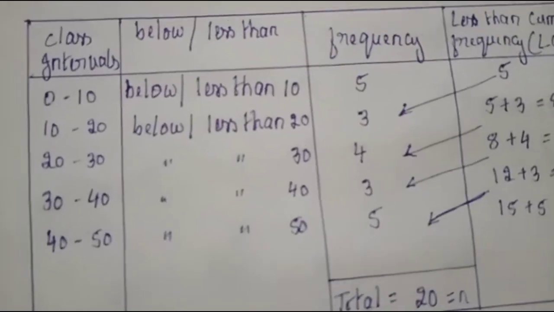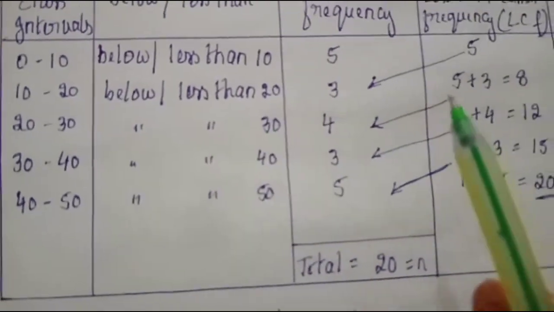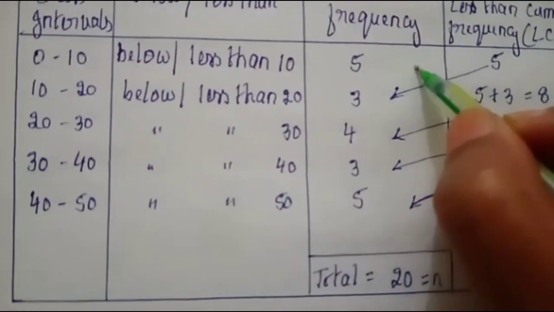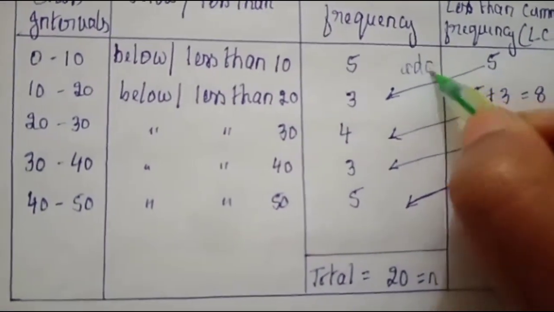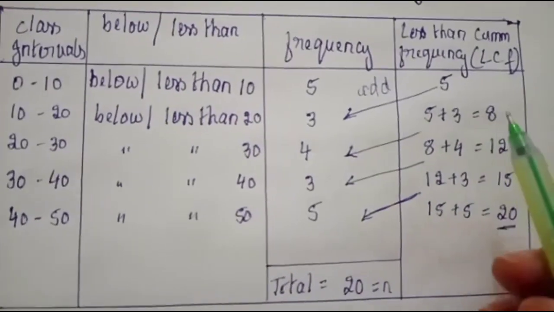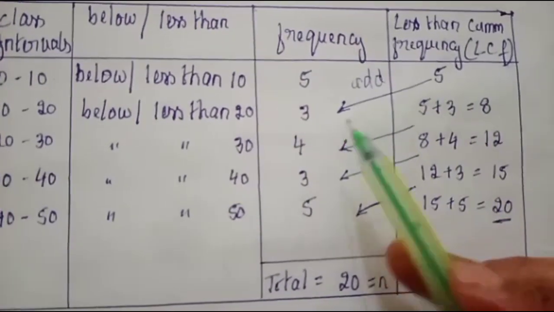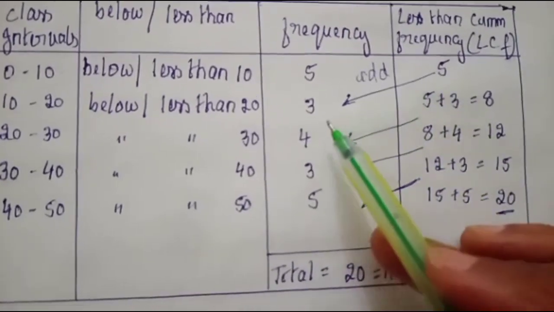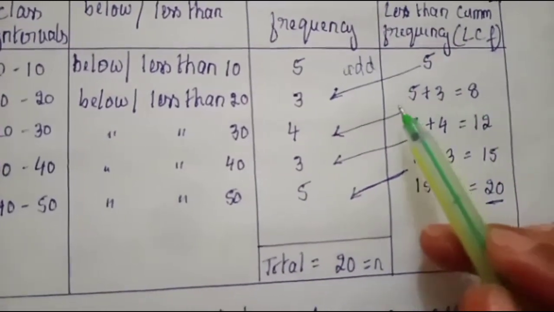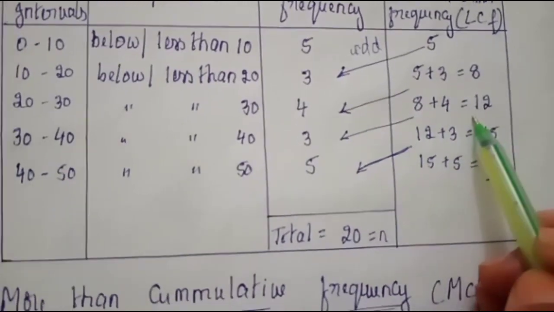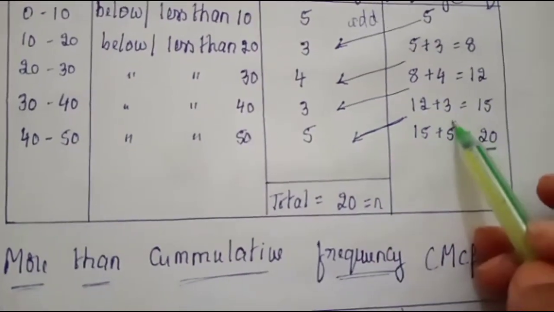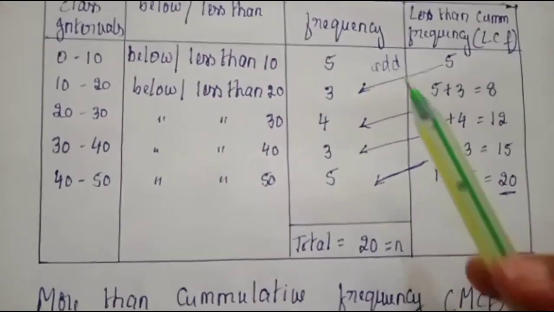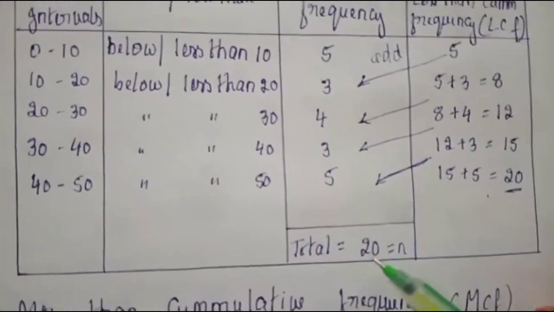Now if I want to find less than 20, what do I do? You can see the arrow mark here, I am adding. Note this, you are adding this. When F is given and you want to find LCF, you are adding with this pattern. Remember this pattern. 5 plus 3, that is 8. 8 plus 4, 12. 12 plus 3, 15. 15 plus 5, 20. And concentrate, the total frequency is 20.